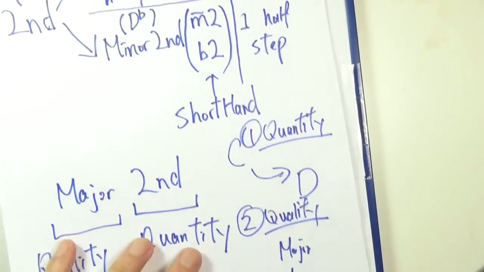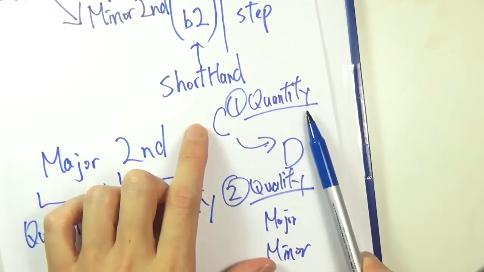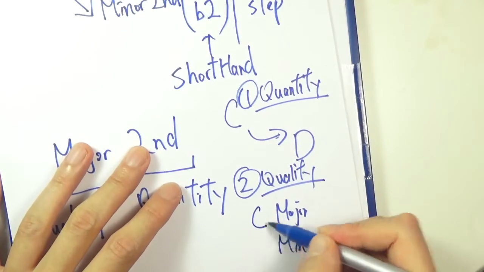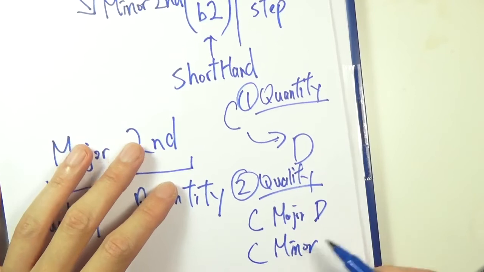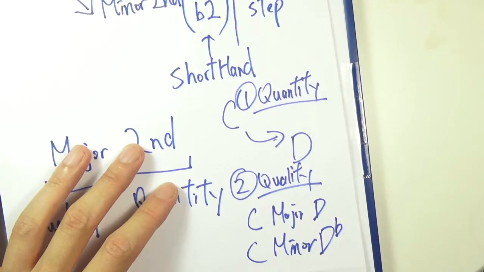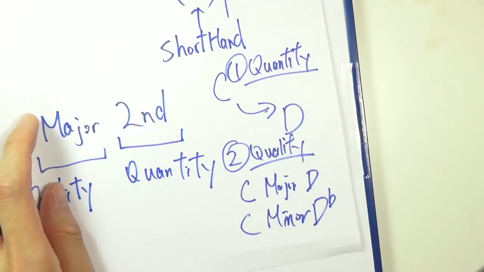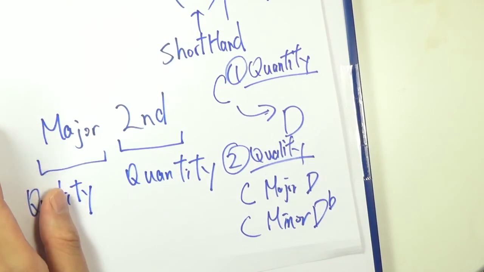Again, the procedure is you go for quantity first, so get a rough estimate first, and then you adjust the note based on the quality you're going for. Okay, and for this case, we're only dealing with major and minor seconds.